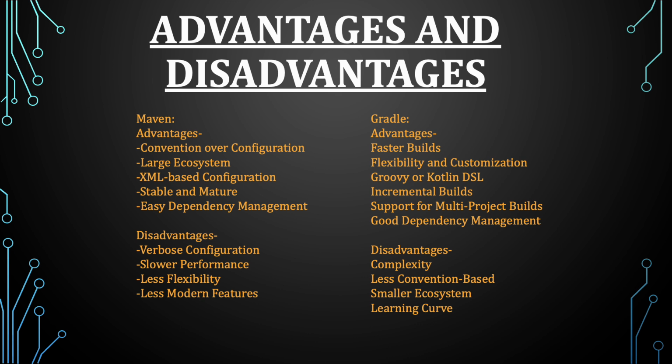to customize their builds using Groovy or Kotlin DSL. It supports incremental builds and multi-project builds and offers good dependency management. The trade-offs, however, include complexity, a steeper learning curve, and a smaller ecosystem compared to Maven. Additionally, Gradle is less convention-based, requiring more effort to configure compared to Maven's standardization. In summary, Maven is a great choice for projects that value stability and simplicity, especially with Java, while Gradle excels in performance, flexibility, and support for more complex, multi-language, and multi-project environments.